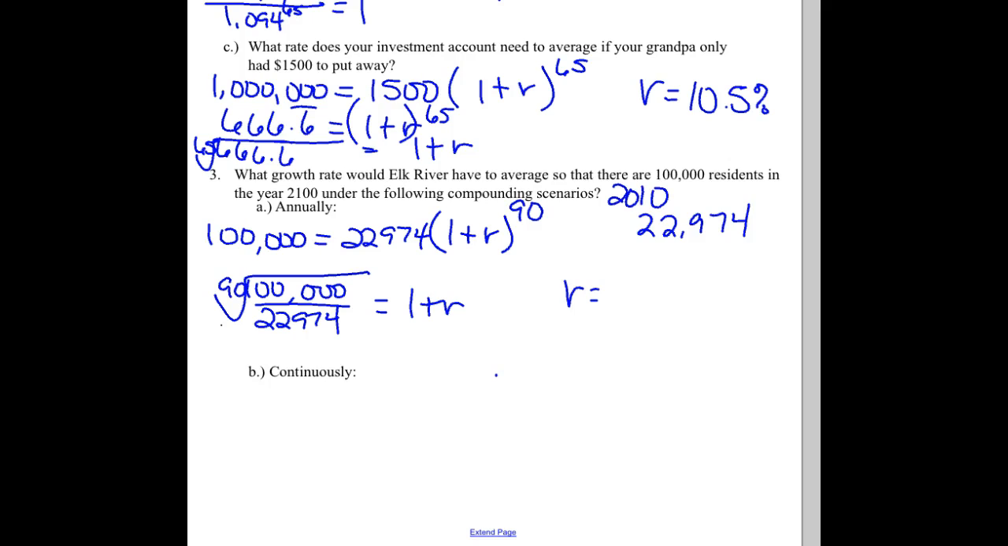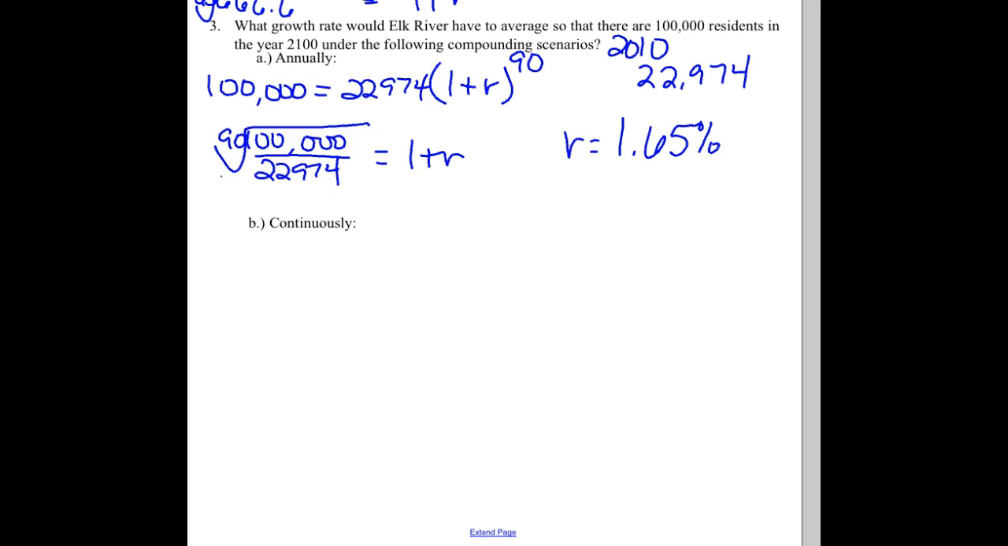What kind of growth rate do we need? What'd you guys get? Brennan? Okay. How would it be different if it was continuous growth? Now we switch to which formula? Okay.